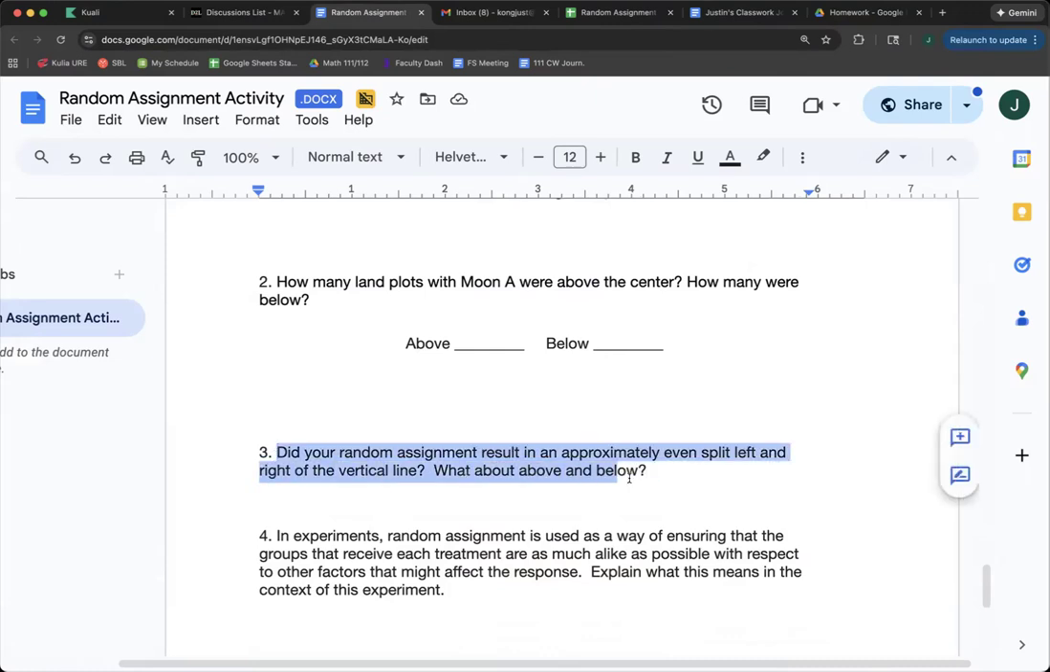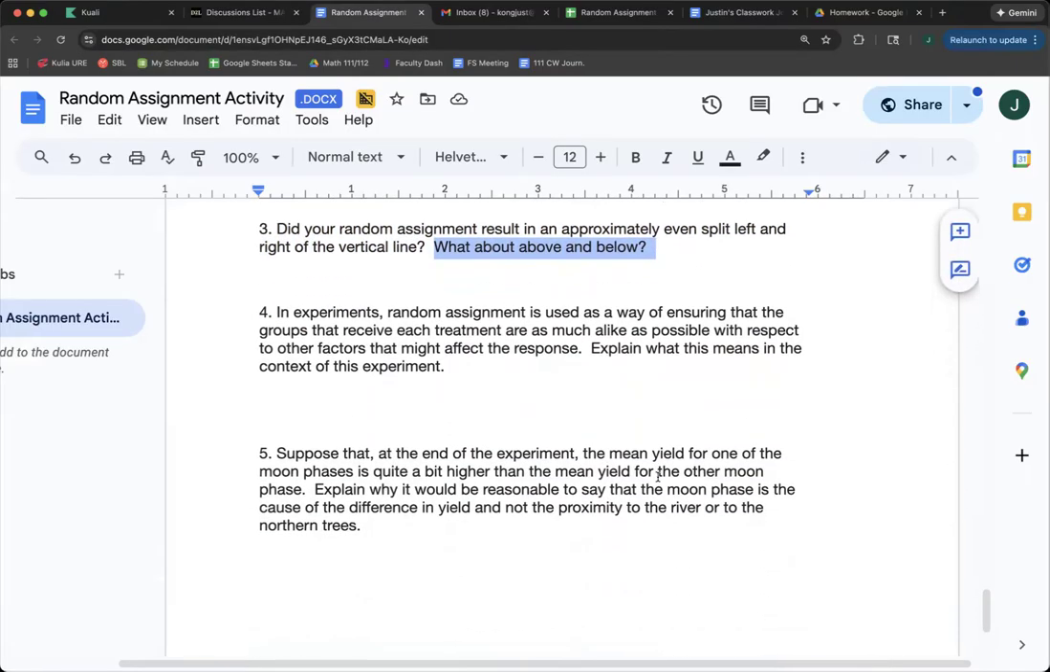So question number three, did your random assignment result in approximately even split left and right? What about above and below? Left and right for sure, I'd say approximately equal. Above and below, I'd say reasonably close to even split, yeah. Okay, now for an experiment, random assignment is used as a way of ensuring that the groups that receive each treatment are as much alike as possible with respect to other factors that might affect the response. Explain what this means in the context of this experiment.